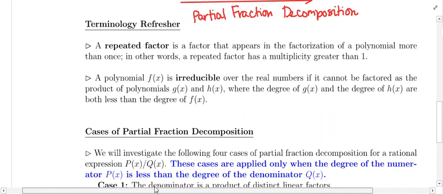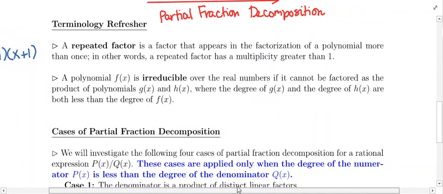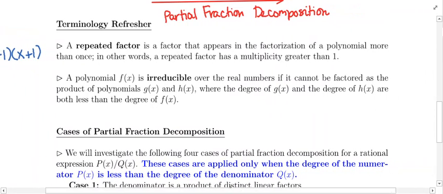Okay, so for example, if I say, I don't know, x plus 1 times x plus 1. Okay, this is some quantity that's been factored. It has two factors, x plus 1 and x plus 1. They're the same factor, so x plus 1 is considered to be a repeated factor because you see it in the factorization more than one time.